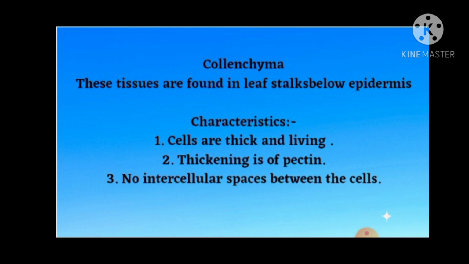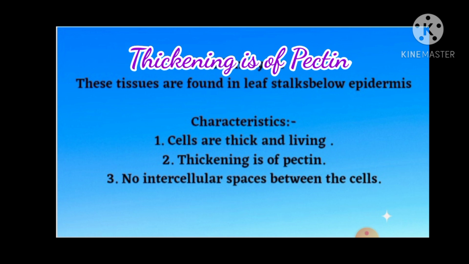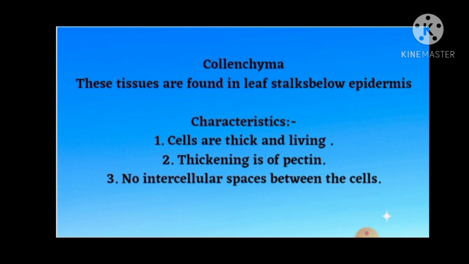And what is the thickening made up of? The thickening is made up of pectin, and since there is thickening on the cell walls, there are no intercellular spaces between the cells.